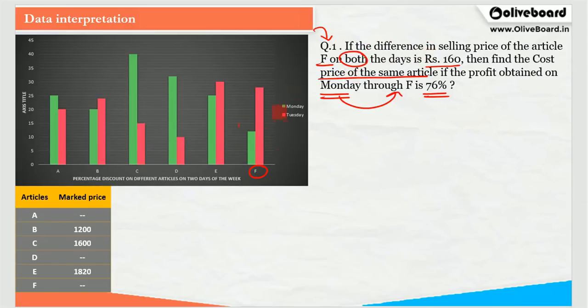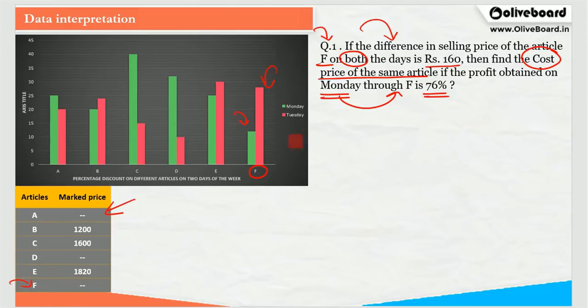Okay, so first we have to find out the selling price of F on both these days. Since they are providing the discount percentage, if we somehow get to know the mark price of this article, then we can apply the discount on it and get the selling price and use this particular statement. And we have to find the cost price.